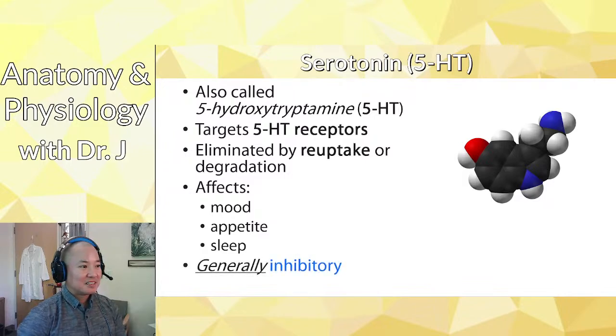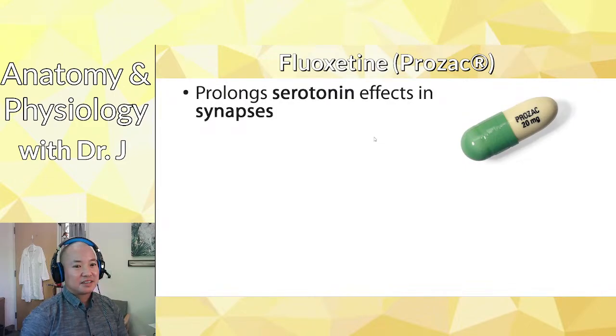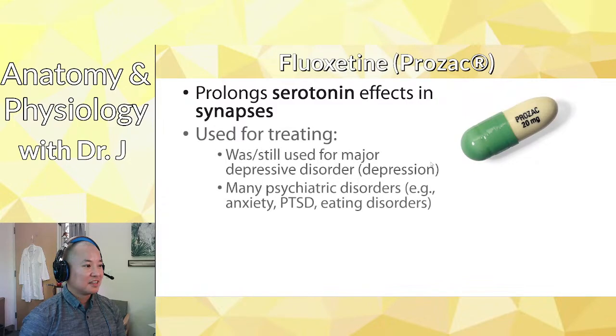In general, if we take the whole big picture, serotonin is generally inhibitory, except there are some exceptions where it could be stimulatory, but in this case, it's just generally inhibitory. Now, fluoxetine, trade name Prozac, is a common drug that affects serotonin. It itself is not serotonin, but affects it. So what does it do? It prolongs the effects of serotonin in synapses, so there's more serotonin activity compared to without this drug. Now, what is it used for?